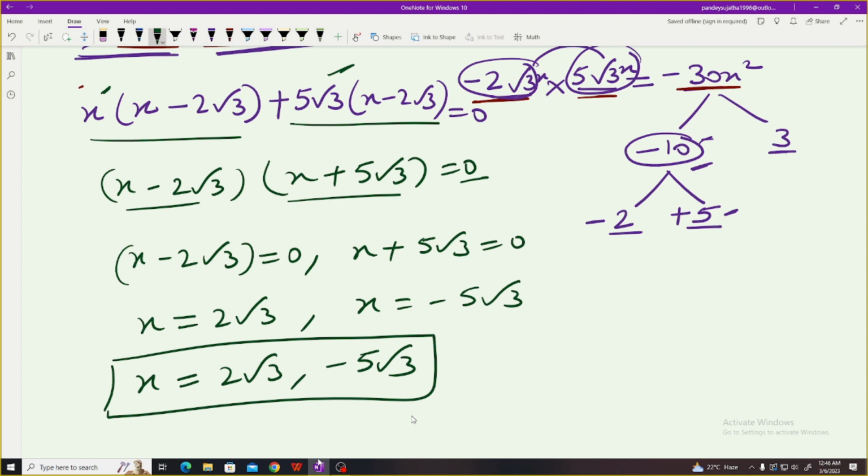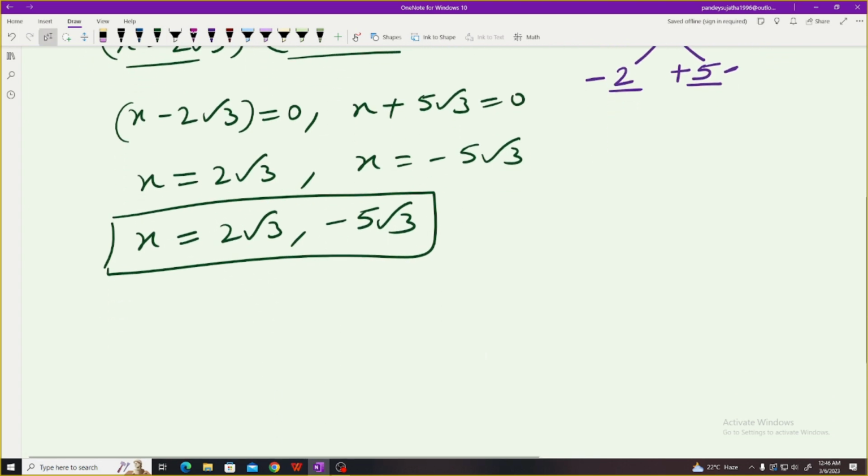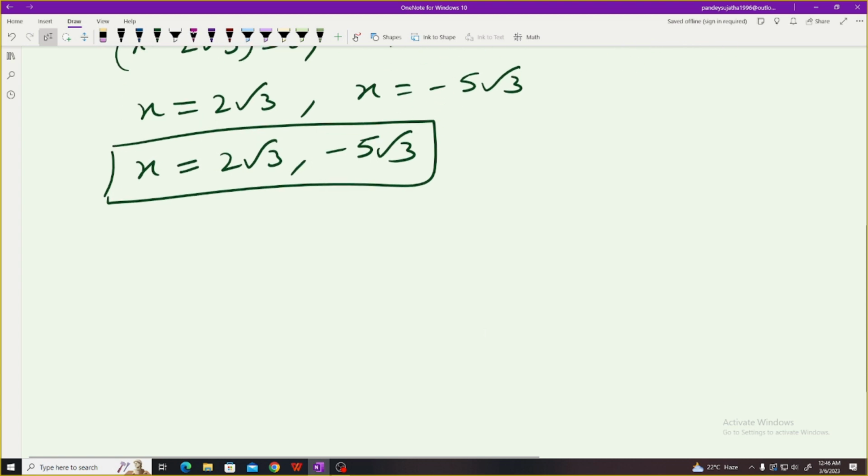Now if you want to clear the concept of the quadratic formula, then to use the quadratic formula here, we will find the discriminant first.